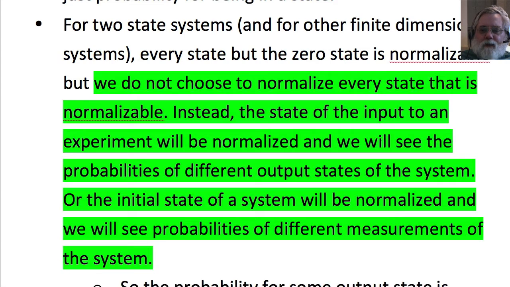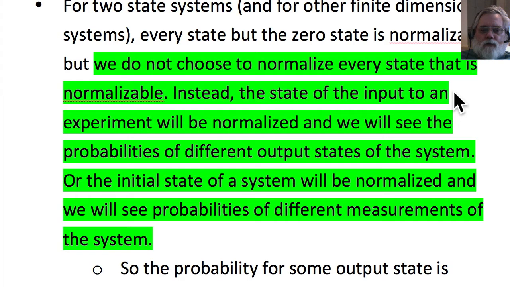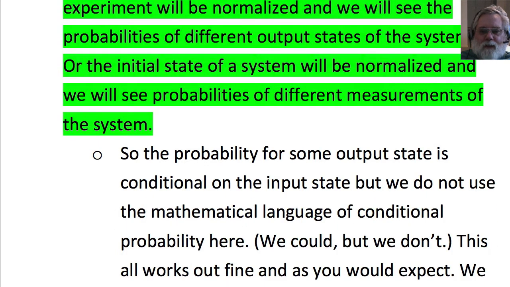Instead, the state of the input to an experiment will be normalized. We will normalize those, and we will see the probabilities of different output states of the system. Or the initial state of a system will be normalized, and then we would see the probabilities of different measurements of the system. If we normalized everything, we would lose all our probability information. We don't want to do that. Probability information is very important in understanding what's happening.